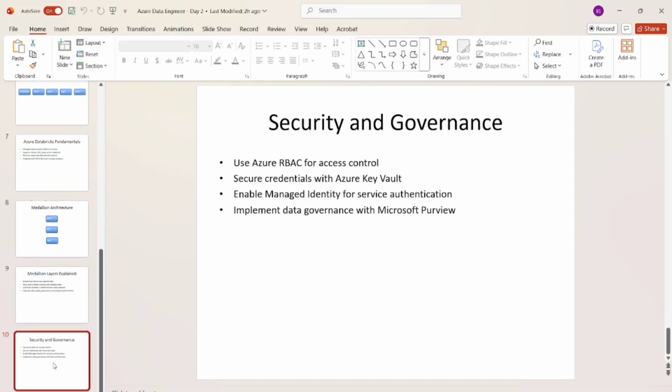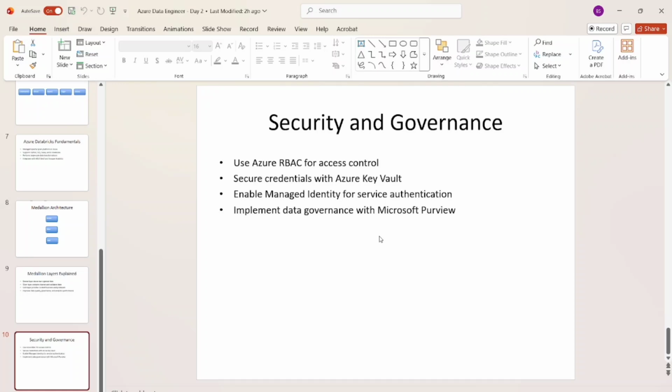So last is security and governance. Security is critical in any enterprise data platform. Here I have mentioned 4 points: use Azure role-based access control, RBAC, for access control, secure credentials with Azure Key Vault. We are using Azure Key Vault to secure the credentials. Enable managed identity for service authentication, and implement data governance with Microsoft Purview.